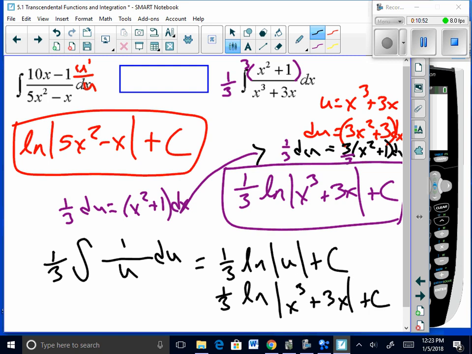by something to get the numerator to end up being the derivative of the bottom. But again, you could just do the full-blown u substitution.